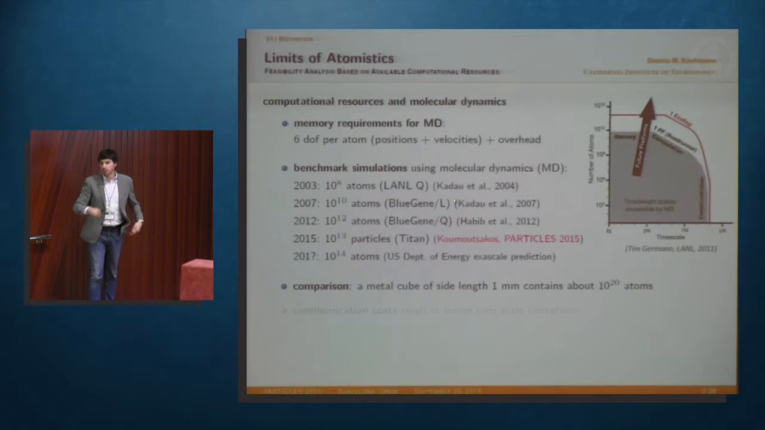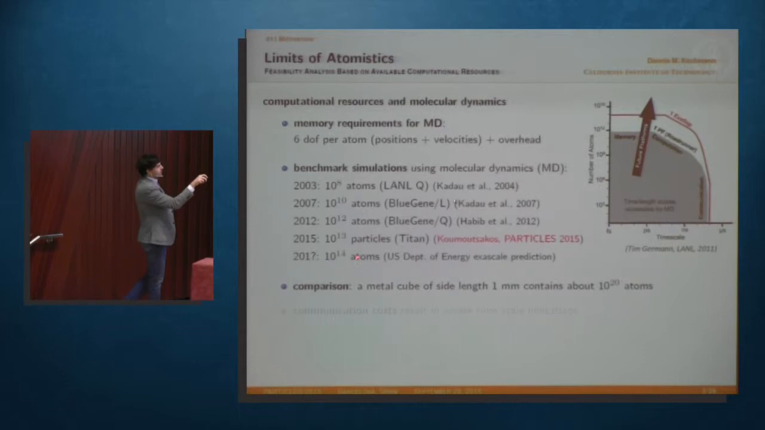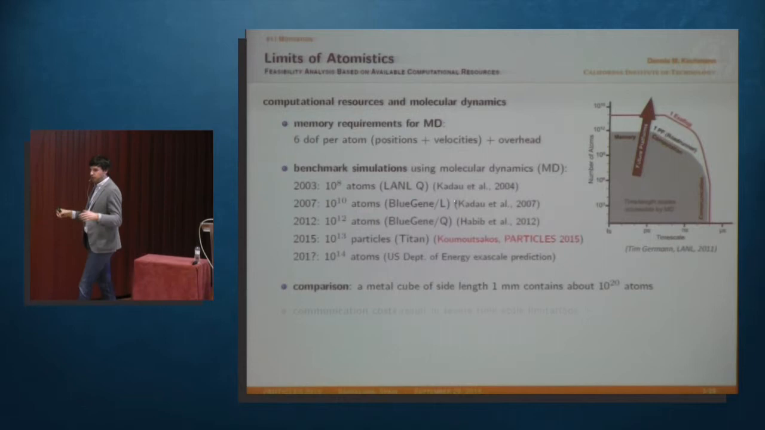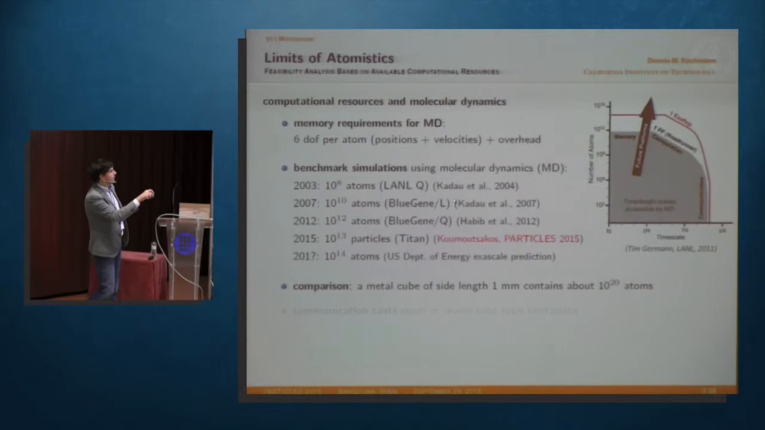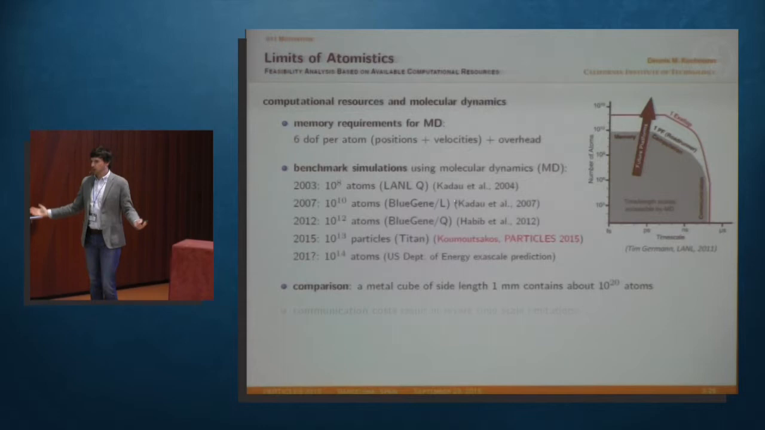Petros just yesterday showed in his talk that he's able to simulate 10 to the 13 particles. That's a lot. The problem is that even if you look to the future, and this is a prediction from the U.S. Department of Energy and its exascale initiative, our systems will go bigger, but not much bigger. Even if we can do 10 to the 14 or 10 to the 15 atoms, what does this buy us? Just for comparison, a cube with a side length of 1 millimeter requires about 10 to the 20 atoms. So we're still orders of magnitude away from what you can do with the biggest computers on Earth.